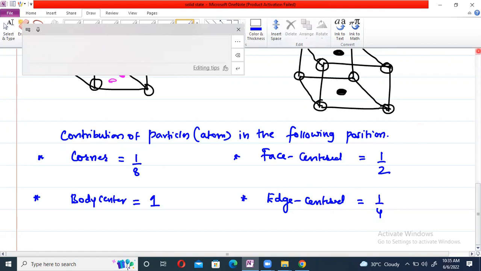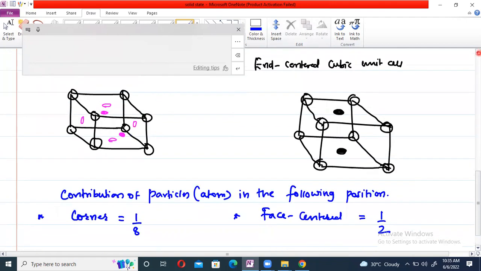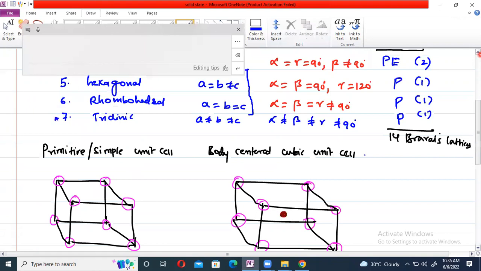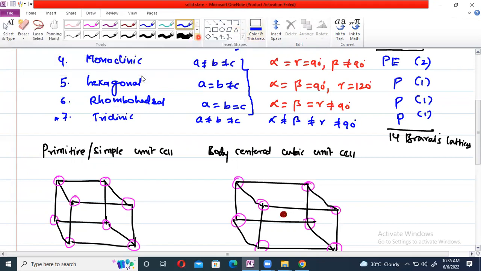Based on this concept, we'll try to get the number of particles present in the following unit cell. One example: in the primitive unit cell, we'll try to write the value of Z effective. What is meant by Z effective? Z effective means the total number of particles present per unit cell, and it is denoted as Z effective.